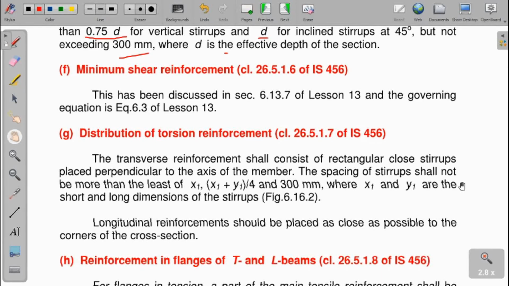The spacing of stirrups shall not be more than the least of x1, or (x1 plus y1) by 4, or 300 mm. Where x1 and y1, what are those x1 and y1? Let me just show you in a figure quickly. Suppose I have a beam like that. So what is the x1? x1 is basically the center to center distance of the reinforcement.